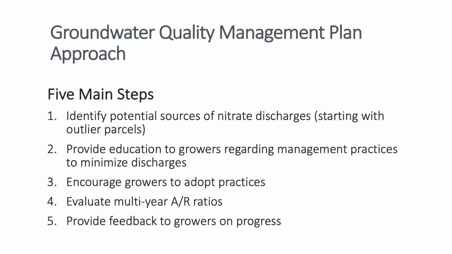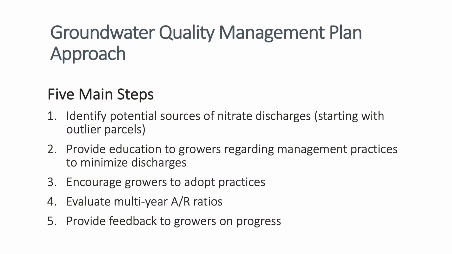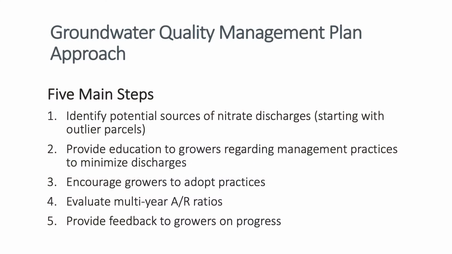So the groundwater quality management plan has 5 approaches or 5 steps that we need to take. First, we have to identify potential sources of nitrate contamination in our coalition region. Then we have to provide education to growers on this requirement and also on the management practices that can help minimize these discharges. And then thirdly, we want to encourage growers to adopt these practices.